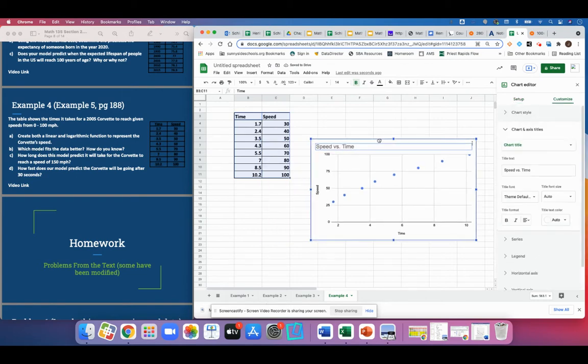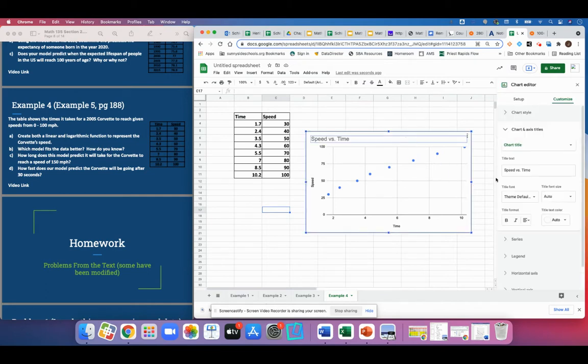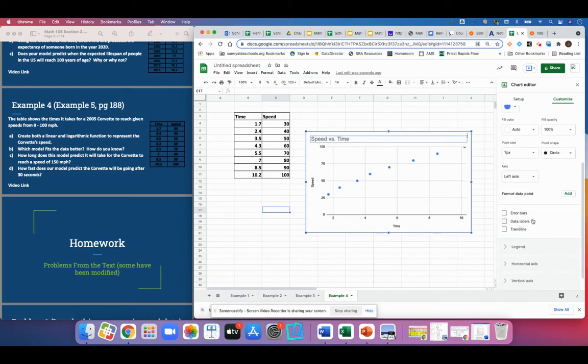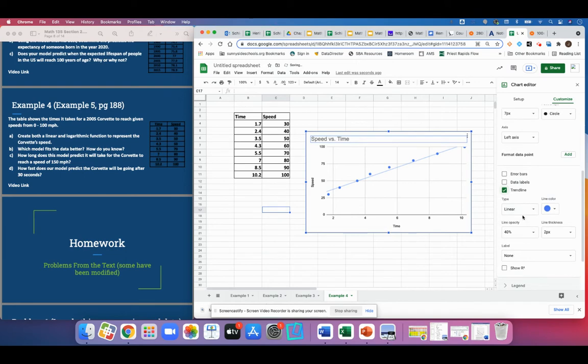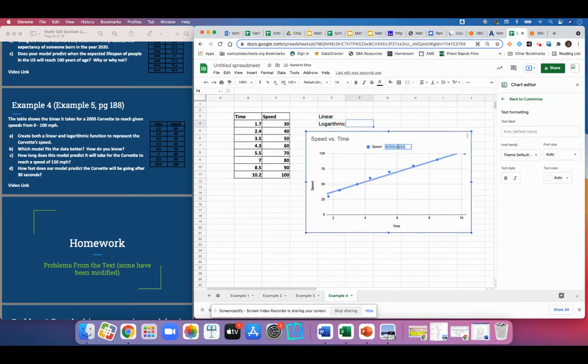And we are asked to figure out a linear and a logarithmic function to represent the Corvette's speed. So again, over to customize, down to series. We want a trend line. It's automatically going to put a linear one on there, and so we need to change label to use equation. So here is our linear equation, and the linear equation is right there.